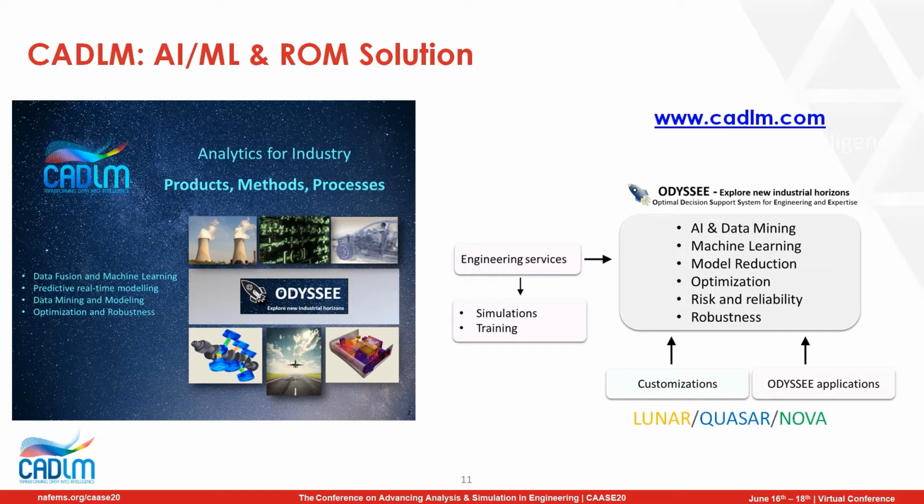We do develop our own application platform called ODYSSEE. ODYSSEE comprises of different modules. In particular, there is Lunar, which is more or less organized around optimization and reduced order modeling. Quasar, which is a very generic machine learning platform, and Nova, which is an optimizer.